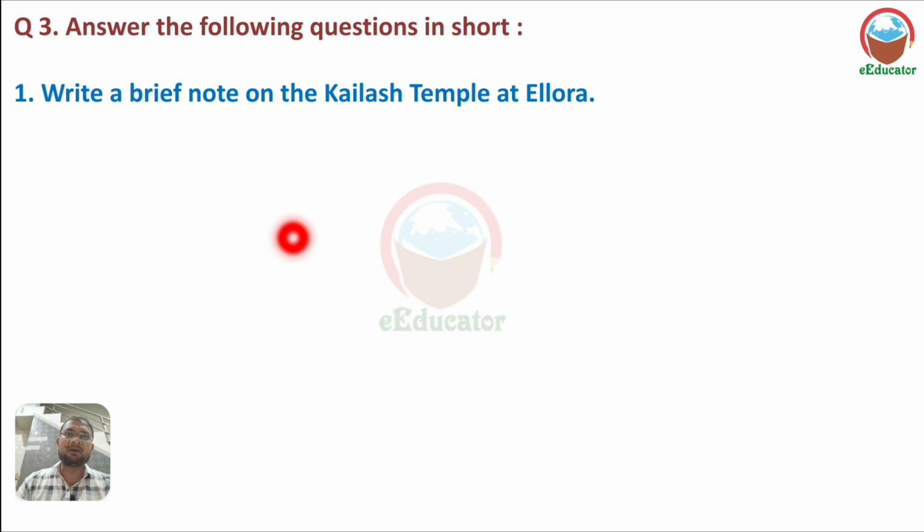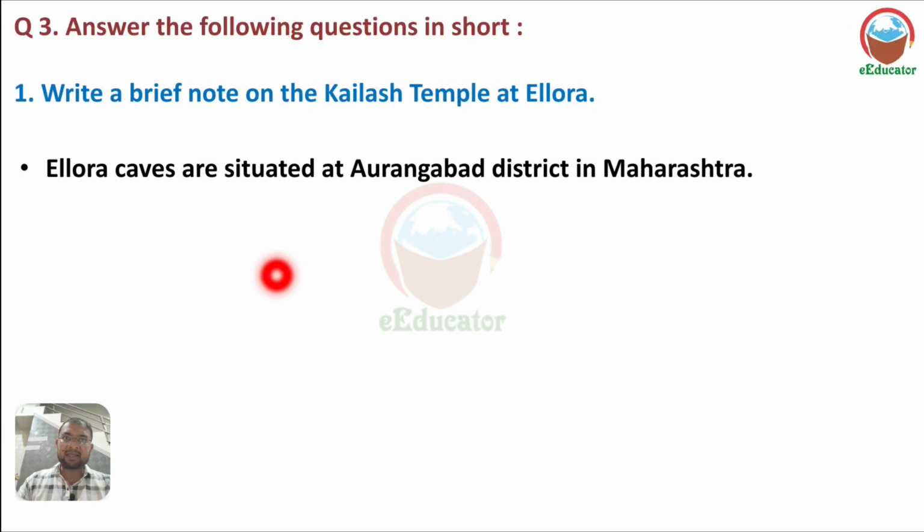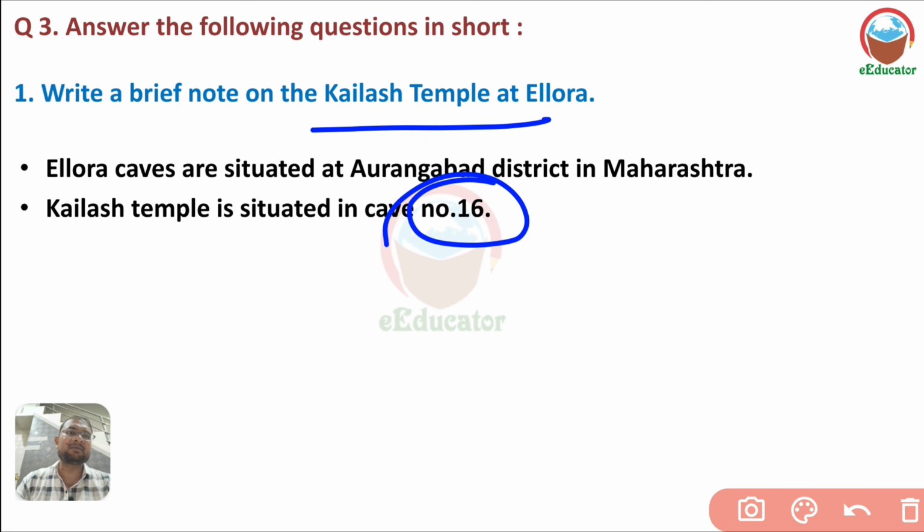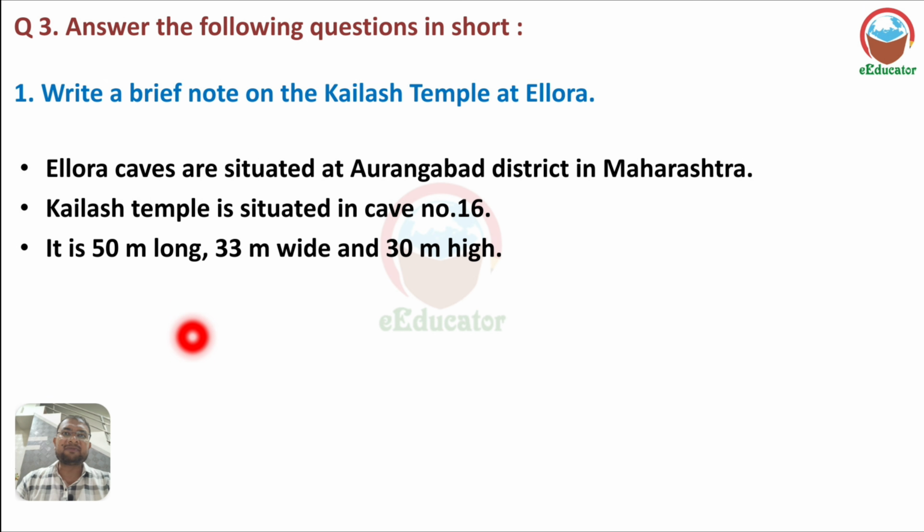Write a brief note on the Kailash temple at Ellora. Ellora caves are situated in Aurangabad district in Maharashtra. Ajanta, Ellora and Elephanta are all located in Maharashtra. The Kailash temple is situated in cave number 16 of the Ellora caves. It is 50 meters long, 30 meters wide, and 30 meters high.